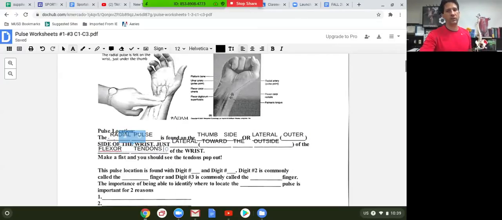I have a video I'll show you in a little bit. So those are the flexor tendons. So they're just lateral to the outside of the wrist, of those flexor tendons of the wrist. So if you make a fist, you should see the tendons pop out. I'll explain that in a little bit here.